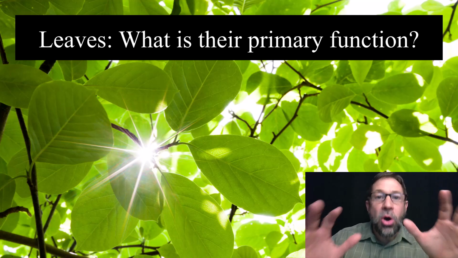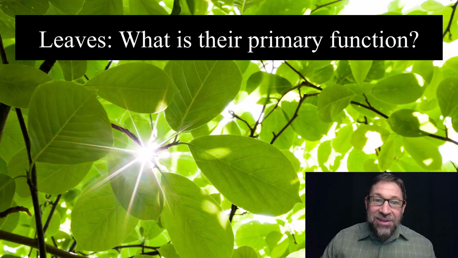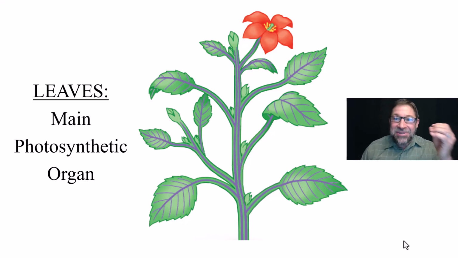All right, next we're going to hone in and take a closer look at the structure of nature's solar panels, leaves. So what do you suspect their primary function is? As you probably guessed, leaves are most plants' primary photosynthetic organ. They have, as you would expect, large surface area to intercept light with cells that are laden with chloroplasts rich in the green pigment chlorophyll.